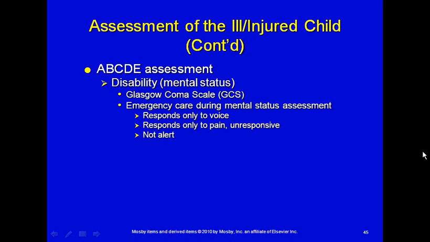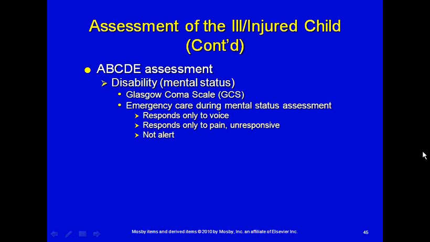And if there's no response to pain, then they're unresponsive. Glasgow Coma Scale has to be adjusted, particularly for smaller children. We'll look at that in more detail later. Smaller children that can't talk aren't going to be able to obey commands or those things, so we have to make adjustments for that.